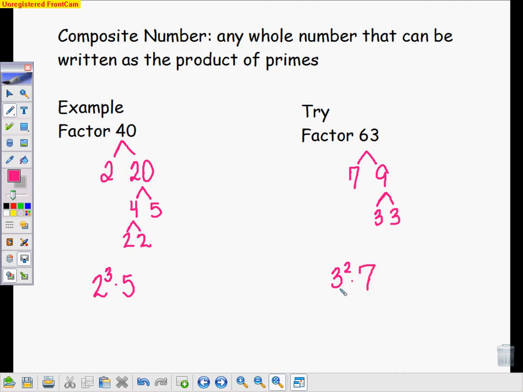Now, if you'd like to, you could write 7 times 3 squared, but the proper convention is to write in order from smallest to largest. So 3 squared times 7 would be more correct.